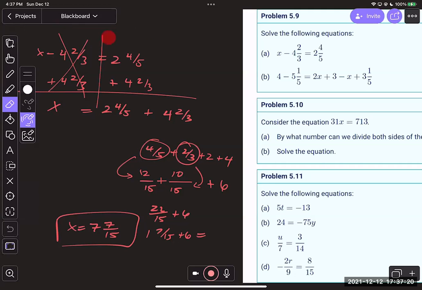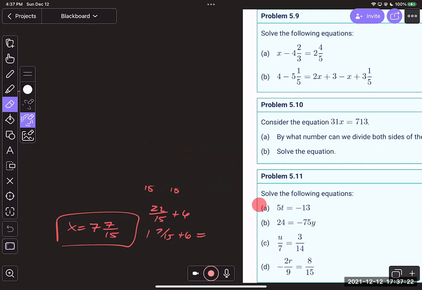Nice work. All right, let's take a look at part B then. Part B is very similar. We just have a couple more steps here. All right. Melody, what do we need to do here?